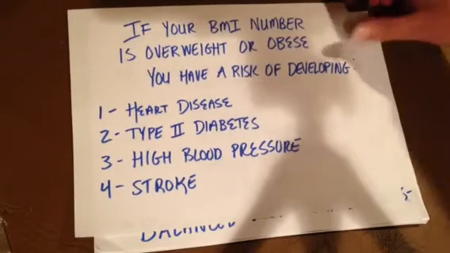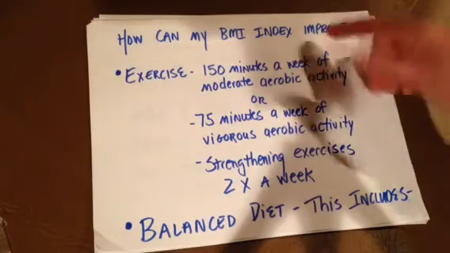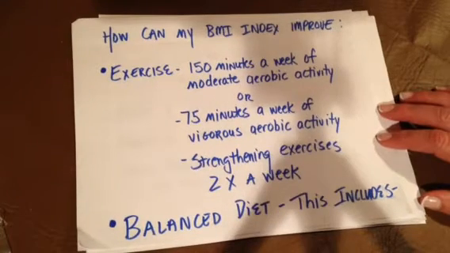So how could we help people with this? Due to the fact they will develop the following diseases: heart disease, type 2 diabetes, high blood pressure, or stroke. How could I improve my BMI? Exercise. Latest research shows 150 minutes a week of moderate aerobic activity or 75 minutes a week of vigorous aerobic activity. Add to it strength training just 2 times a week.